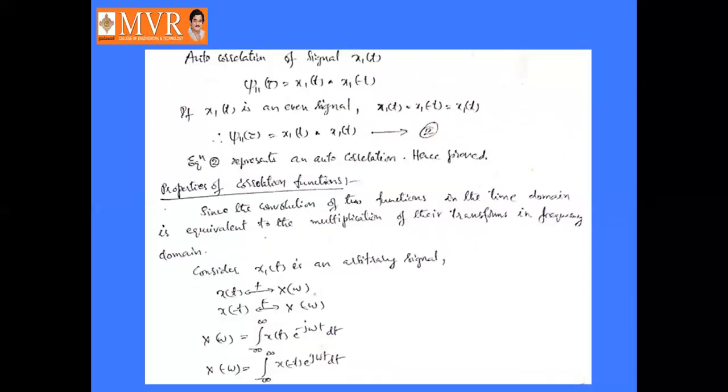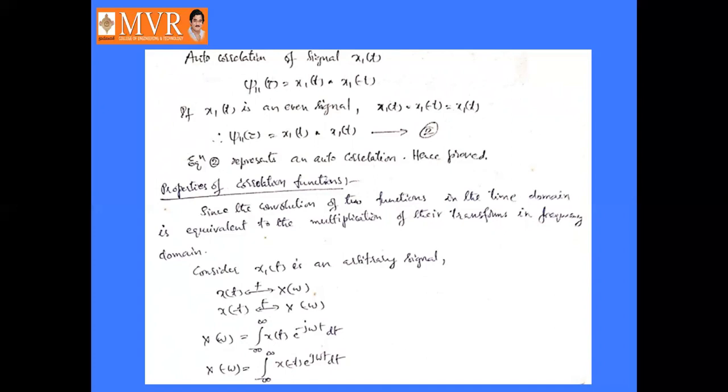Equation number 2 represents an autocorrelation, hence proved. Next we'll see the properties of correlation functions. Since the convolution of two functions in the time domain is equivalent to the simple multiplication of their transforms in frequency domain, convolution in time domain will become simple multiplication in frequency domain, right?